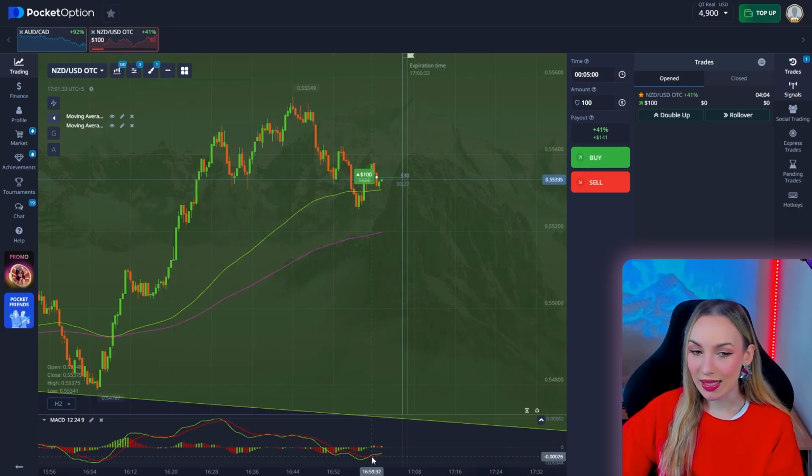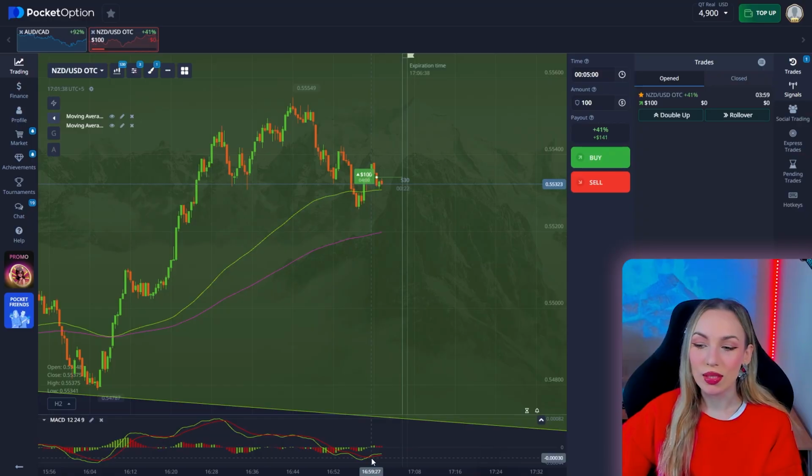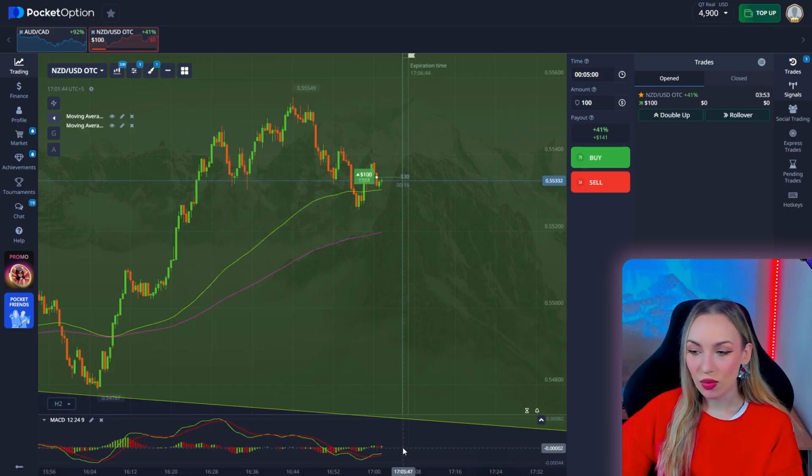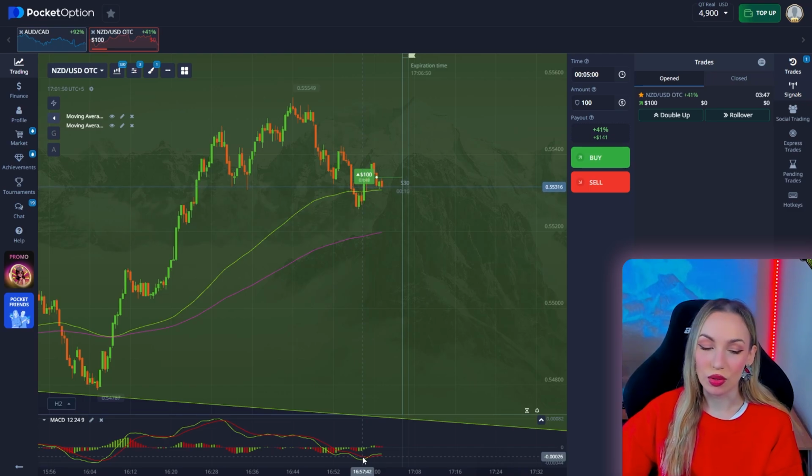Also, MACD gave me a confirmation signal that the price will go up because the moving average crossed in the oversold zone below the zero line. Here is the zero line, so it crossed below, and for me it's the perfect signal to open the trade in the upward direction. So we're just waiting.